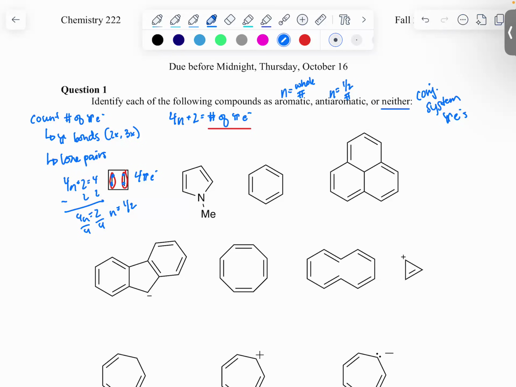And so with this first molecule, we do have that. Every atom has some kind of pi electrons. So we are a conjugated system, and we get a number that is n equals 1/2. So this is anti-aromatic.